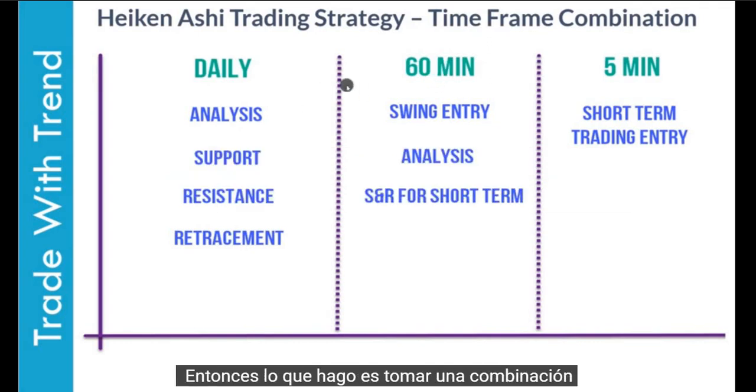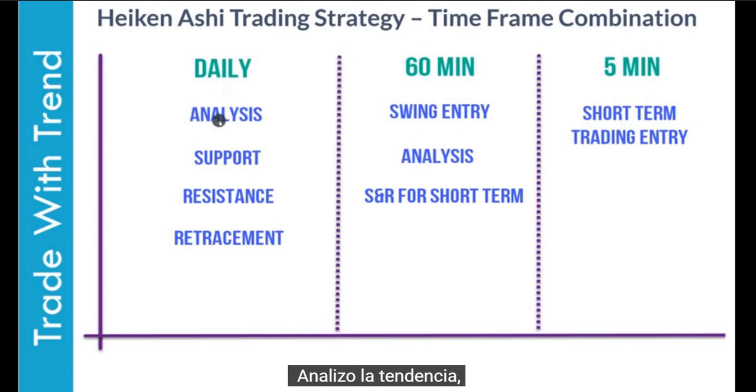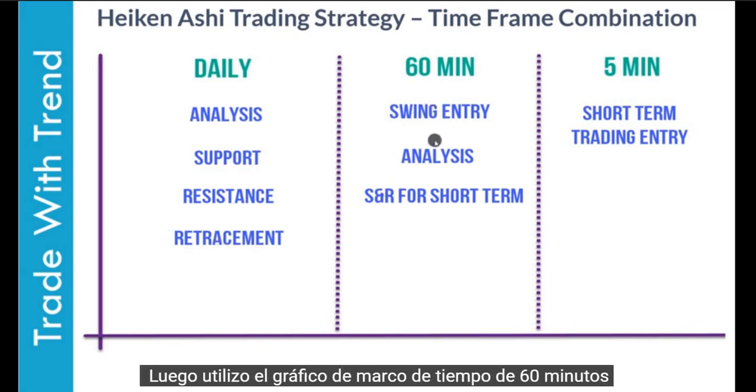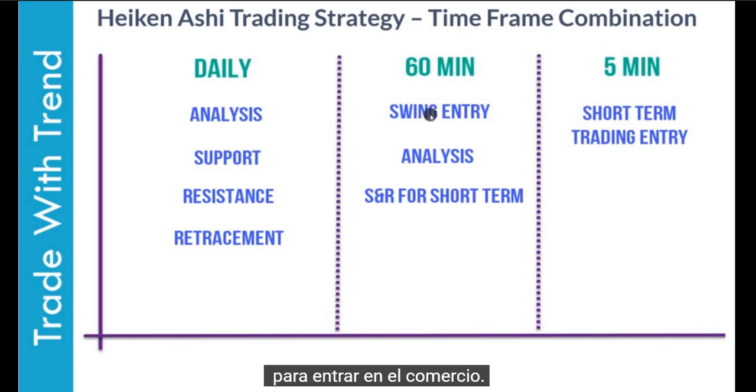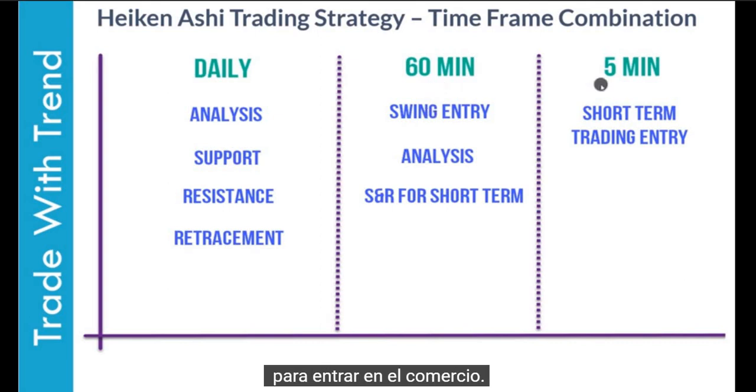What I do is I take a combination of the daily time frame and the 60-minute time frame together. On the daily time frame chart, I analyze the trend, mark out support and resistance, and conduct retracement analysis. Once this is complete, I then use the 60-minute time frame chart to take entry in the trade. If you want to trade over the very short term, you can use the combination of the 60-minute chart to analyze the trend and then use the 5-minute time frame chart to enter the trade. I hope this aspect is clear.